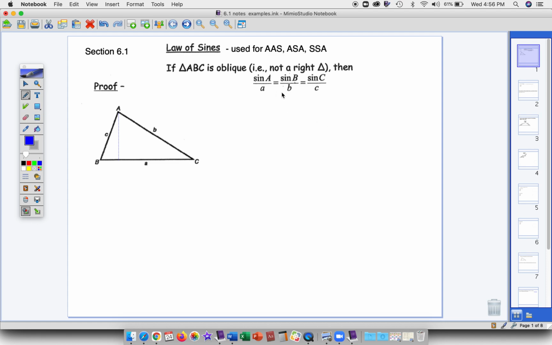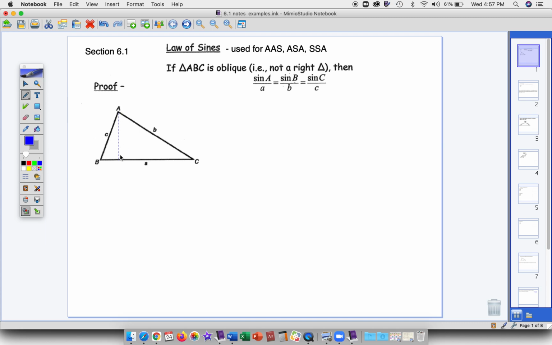So here's what the law looks like. It's a set of ratios. The sine of A over side A is equal to the sine of B over side B, which is equal to the sine of C over side C. And then let me show you where it comes from.